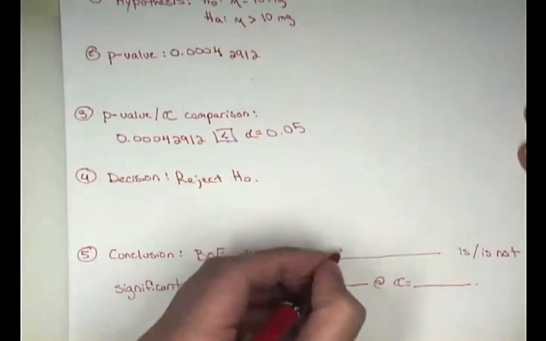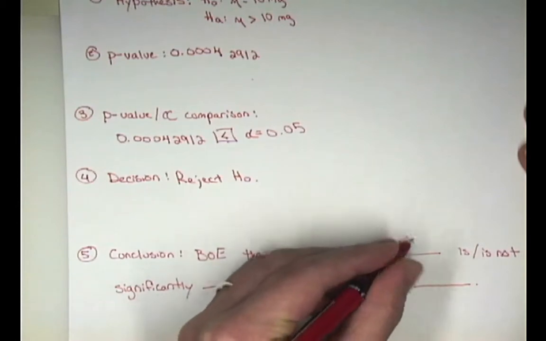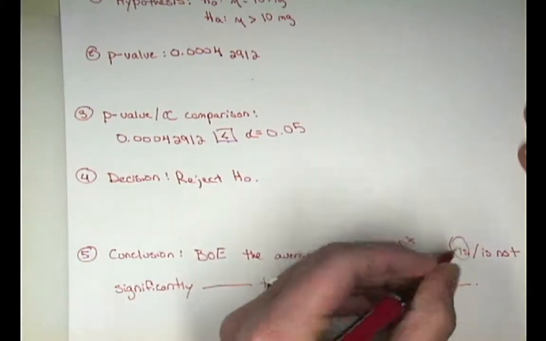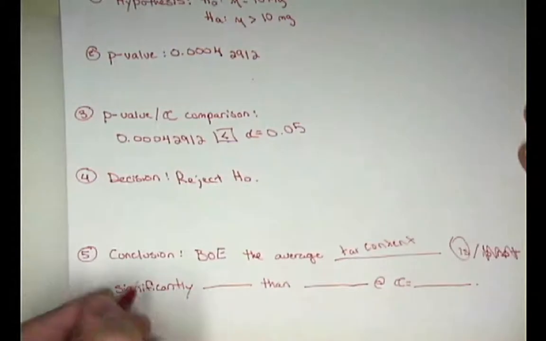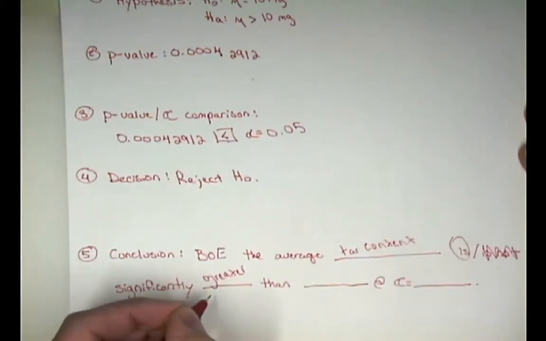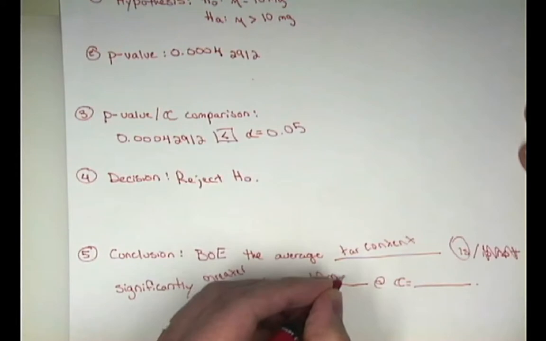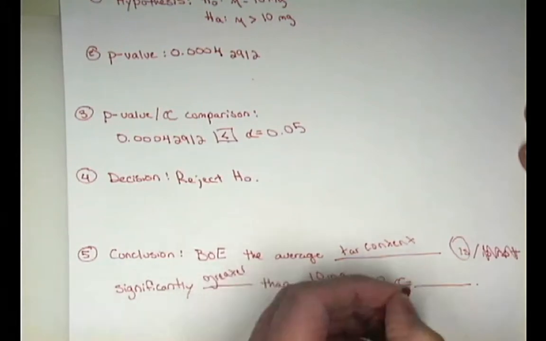Now you're ready for your conclusion. Based on the evidence, the average tar content is, because we rejected, significantly greater than, because that's the symbol in the hypothesis in step 1, greater than the claimed 10 milligrams at an alpha level of 0.05.